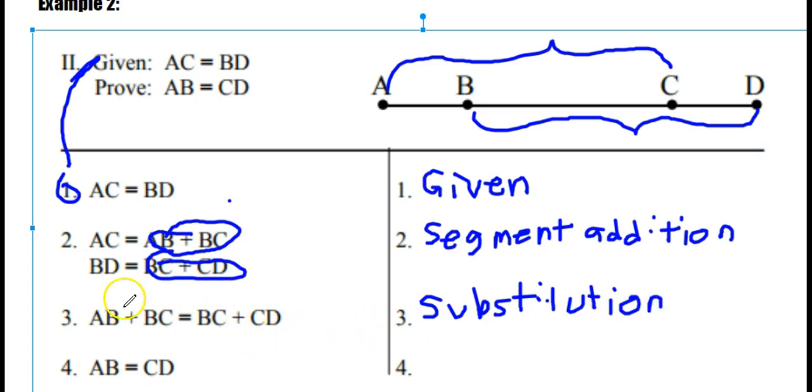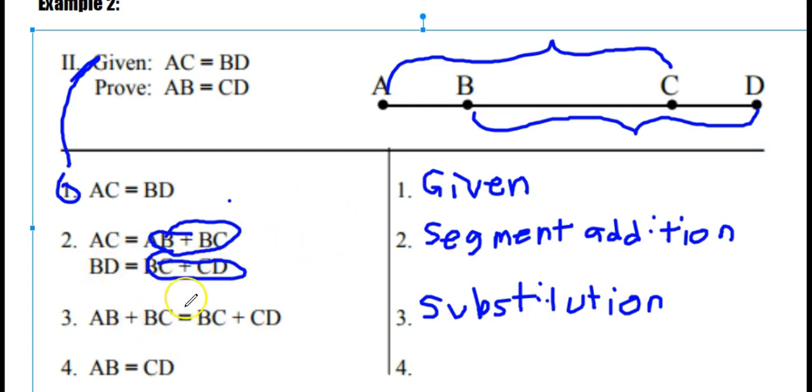Substitution. Because what they did was essentially say, I'm going to take out AC from here and put in AB plus BC, and I'm going to take out BD here and put in BC plus CD. So I have this equal to that. So I have substitution.